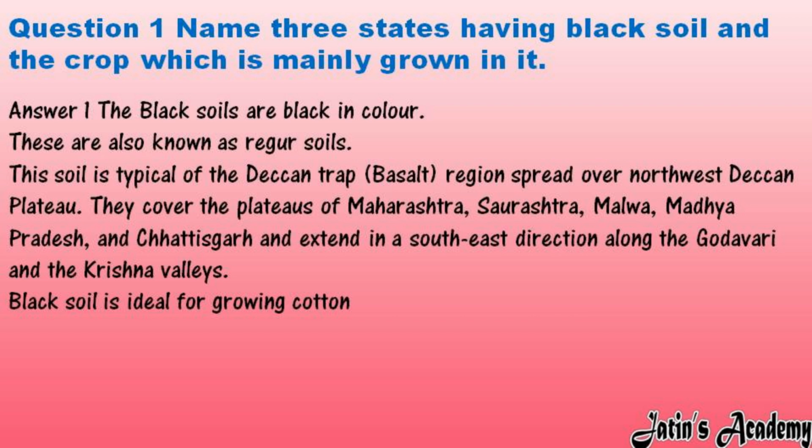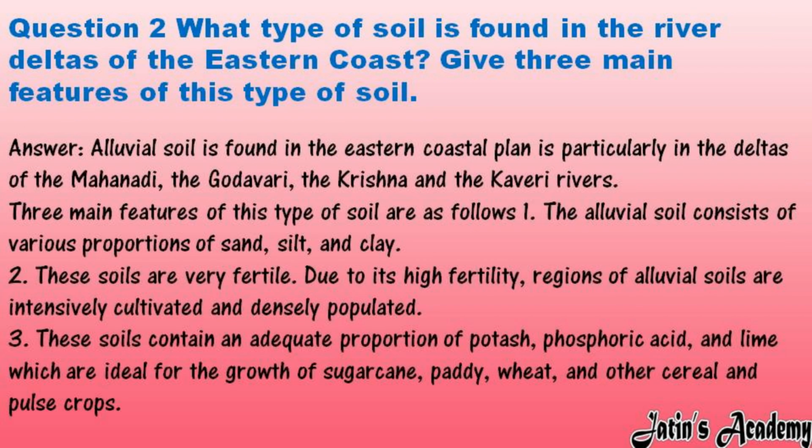Answer 1. The black soils are black in color. These are also known as Regur soils. This soil is typical of the Deccan Trap, basalt, region spread over northwest Deccan Plateau. They cover the plateaus of Maharashtra, Saurashtra, Malwa, Madhya Pradesh, and Chhattisgarh and extend in a southeast direction along the Godavari and the Krishna valleys. Black soil is ideal for growing cotton.